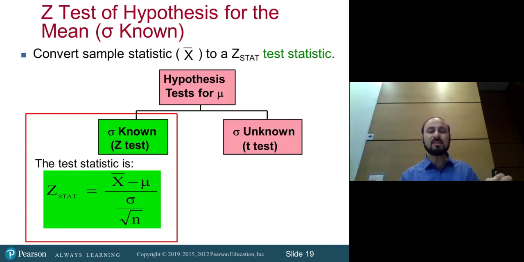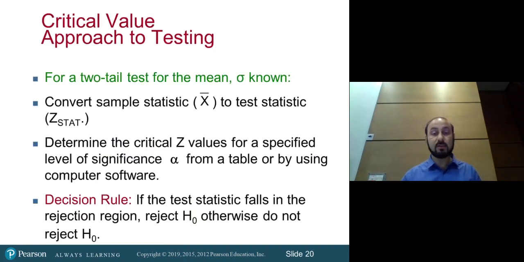Because your formula says z-stat is equal to x bar minus mu, where mu is of course your hypothesis prediction. And as I said, if sigma is known and sample size is known, you just put in x bar minus mu divided by sigma over square root of n, and you will get the value of z-stat. This is for a two-tailed test for the mean when sigma is known.